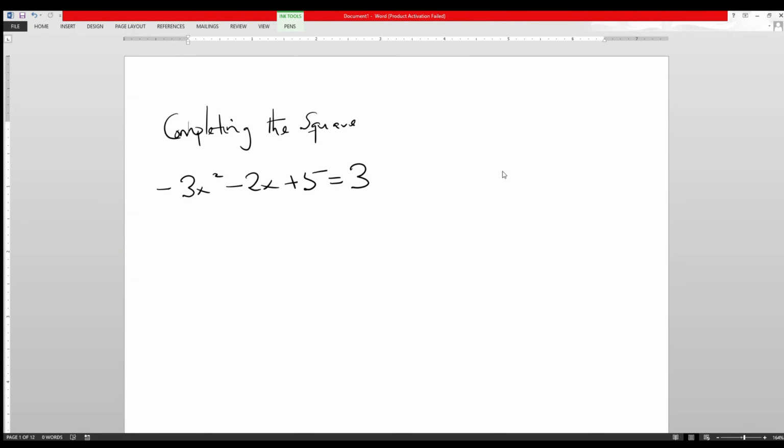Okay, welcome back. So we've been given a quadratic equation and we are supposed to solve for the value of x using completing the square method.